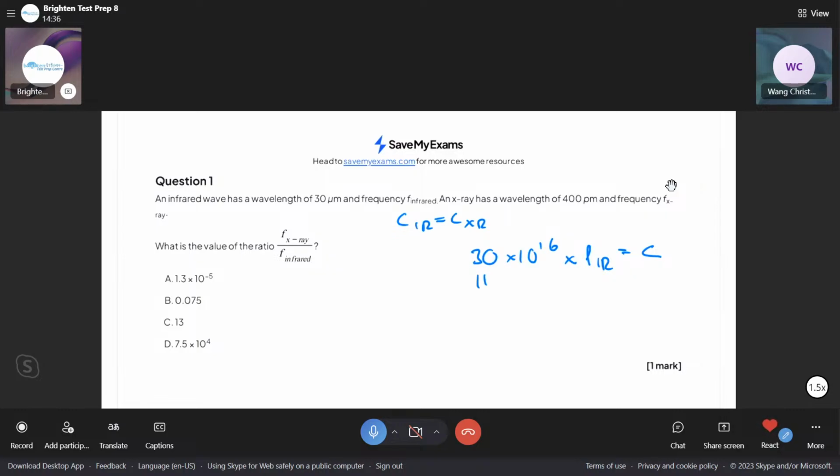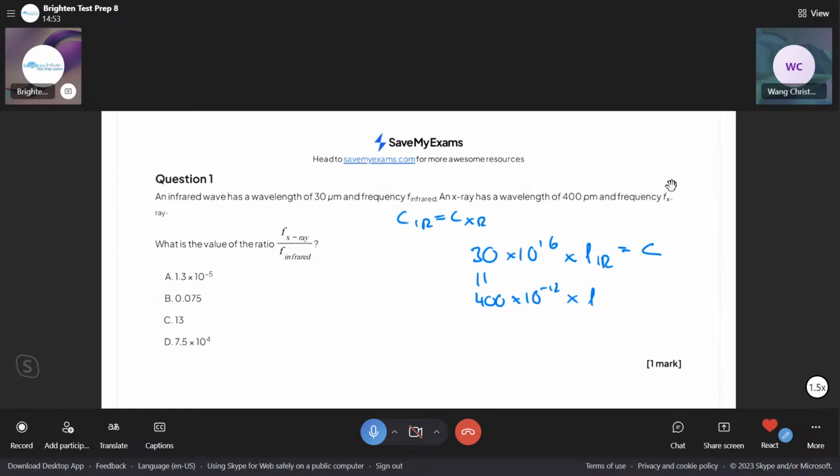Because both are equal to the speed of light, right? So I can obviously equalize the two equations. And what is the second equation, the one for X-ray, in terms of numbers? 400 times 10 to the power negative 12, times the frequency of X-ray, right?